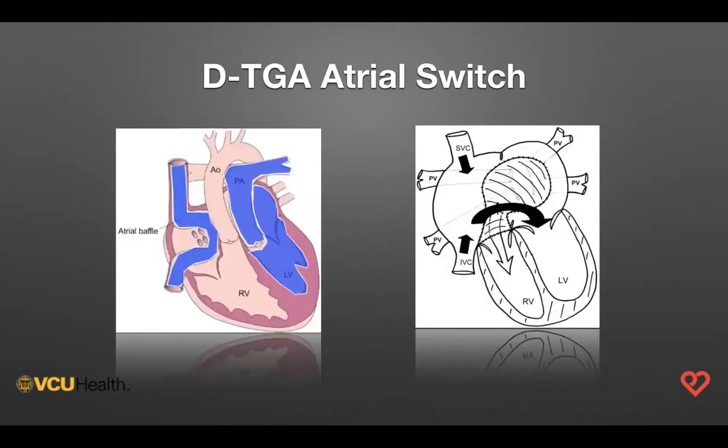This is an image of an atrial switch. This is what it looks like. On the left, I have color coded it. It's rerouting blood of the SVC, IVC into the left atrium, and the pulmonary vein flow comes behind that. On the right is another drawing depicting the same.